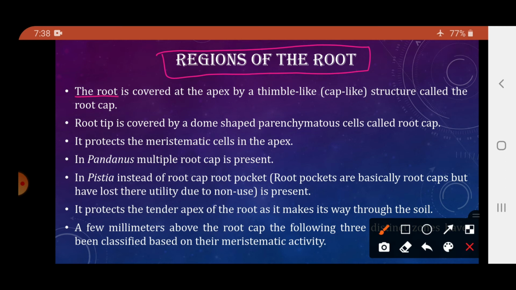So basically the root is covered at the apex by a thimble or cap-like structure called the root cap. The root tip portion of the root is covered by a cap-like structure, and that cap-like structure covering the tip or apex portion of the root is called a root cap. So the root tip is covered by dome-shaped parenchymatous cells, which is called a root cap.